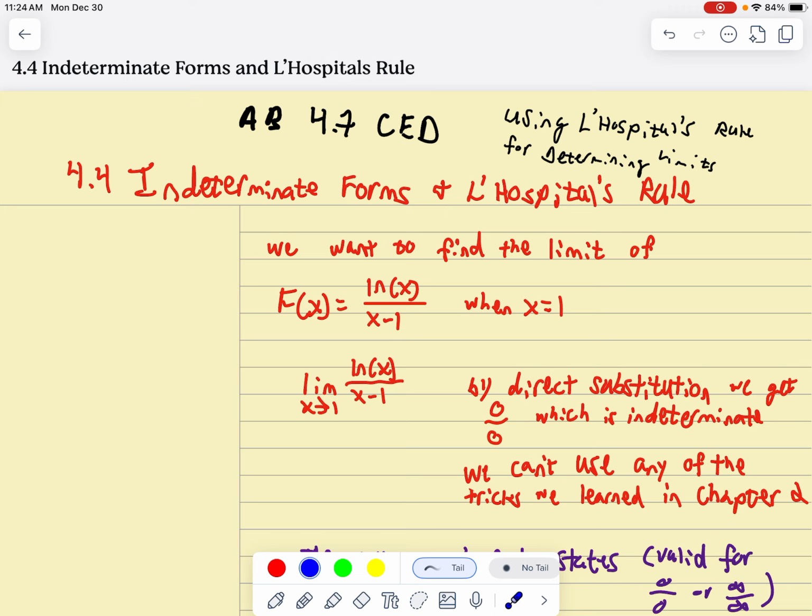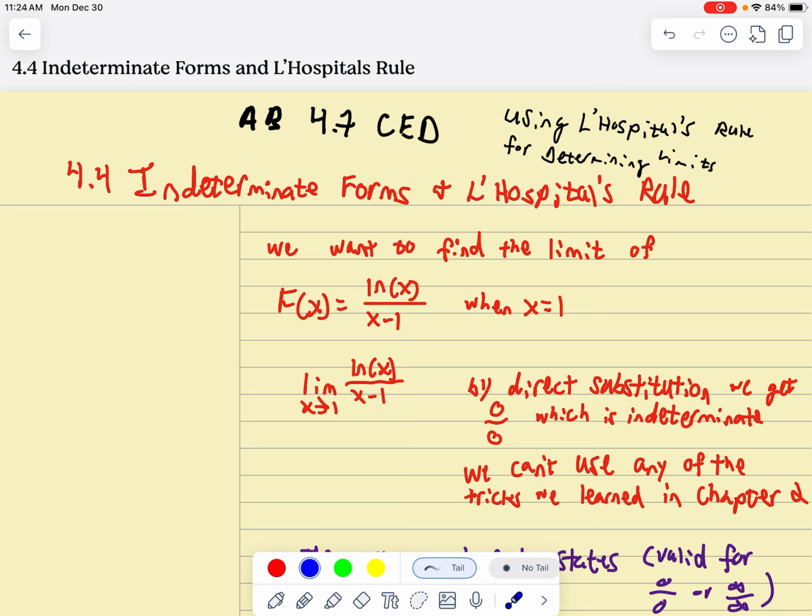All right, so this is 4.4, indeterminate forms and L'Hospital's Rule. Actually, it's spelled Hospital, but I've always heard it pronounced L'Hospital. So it's 4.7 CED, that's course exam description, which is using L'Hospital's Rule for determining limits.